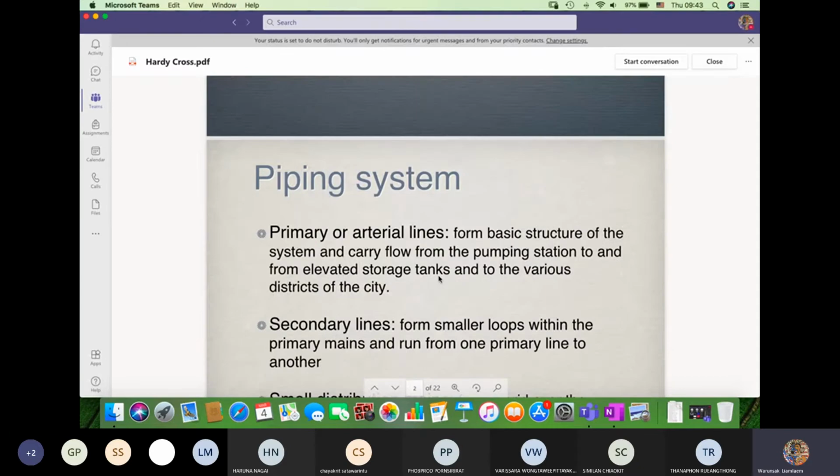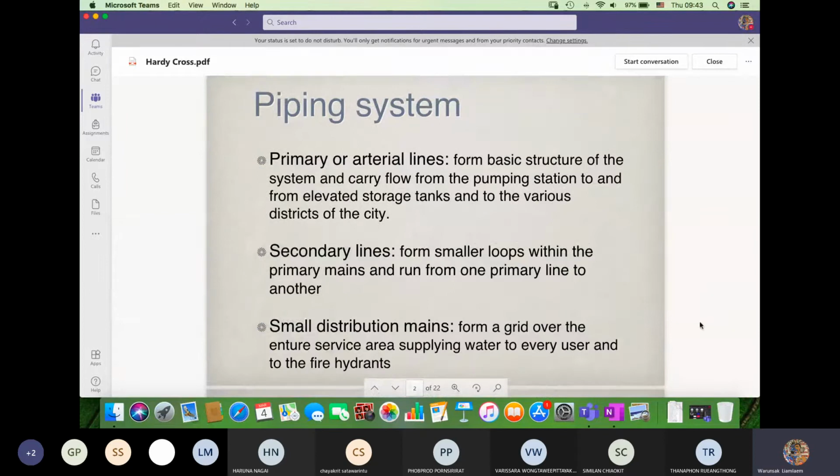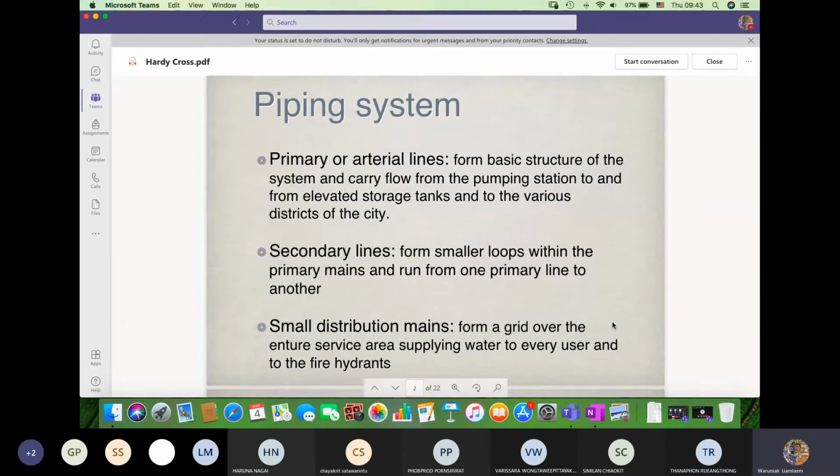The piping system, I think you have already studied intensively in fluid mechanics or maybe in hydraulic engineering. So I will not go into the details or the background again, but I'll pick up some issues which are really related to water supply engineering work, which is the pipe network.